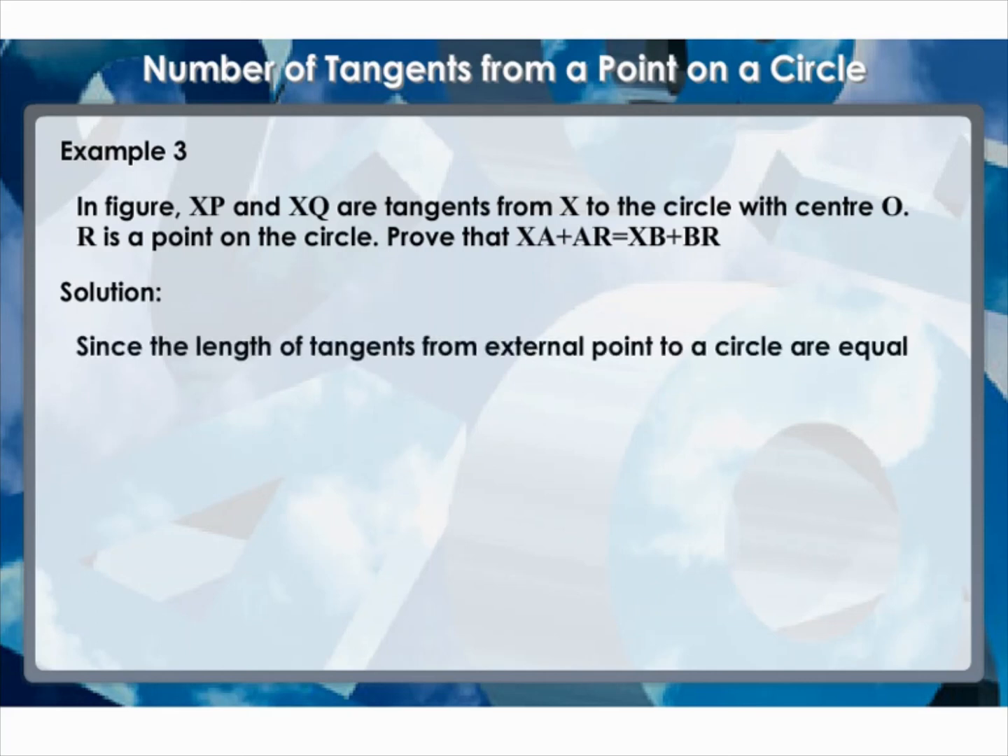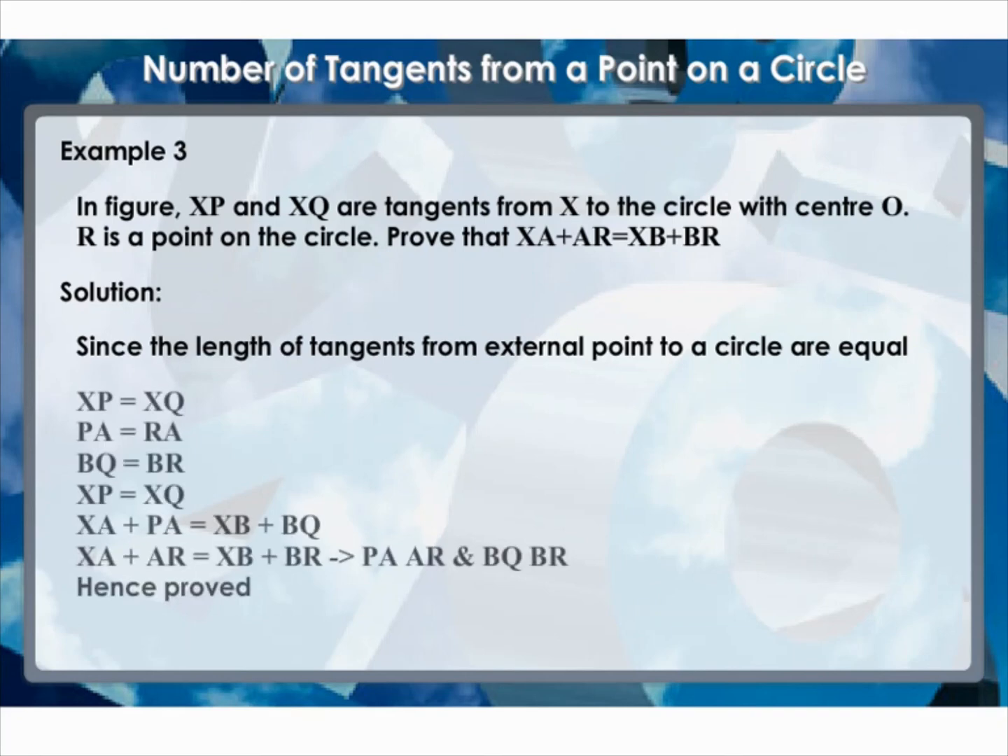Let's move to another example. In the figure, XP and XQ are tangents from X to the circle with center O. R is a point on the circle. Prove that XA plus AR is equal to XB plus BR.